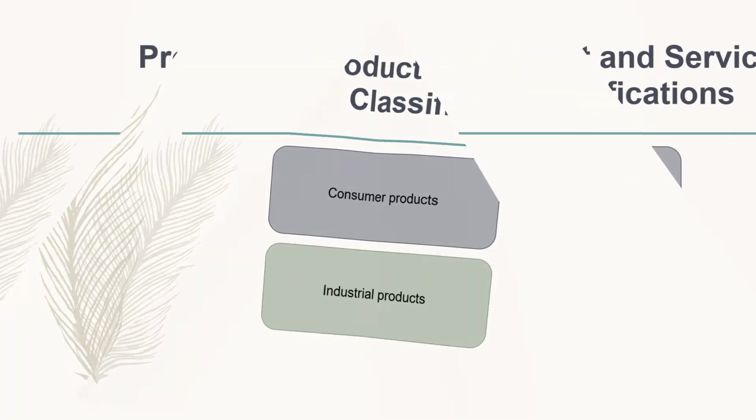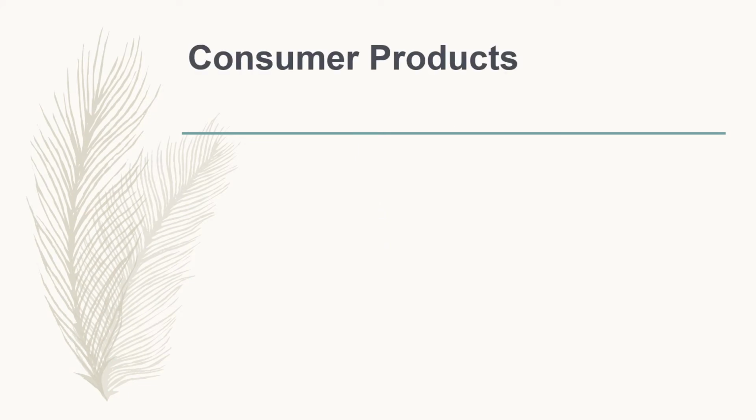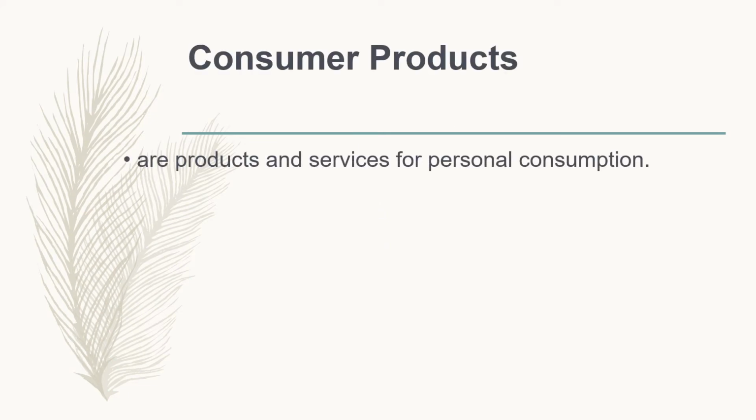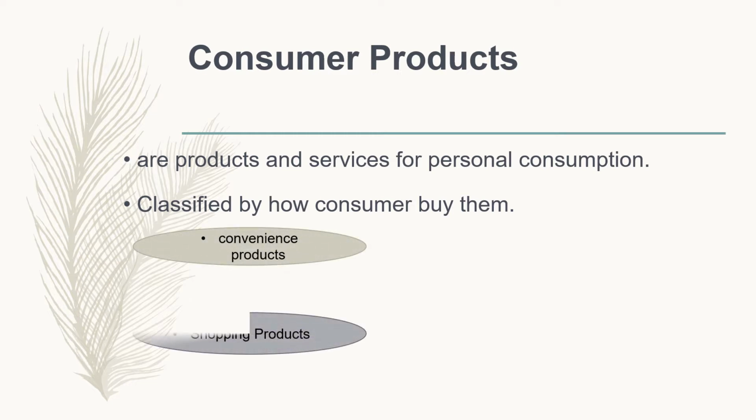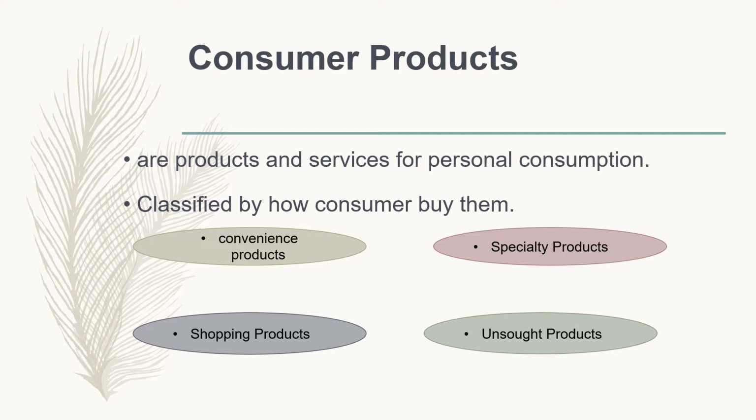Let us define first the consumer products. These are products and services for personal consumption. Consumer products are those products which are destined for use by the ultimate consumer for their personal or household use. Such products are directly used by the individual. Consumer products are classified by how consumers buy them. They can be further classified into convenience products, shopping products, specialty products, and unsought products.